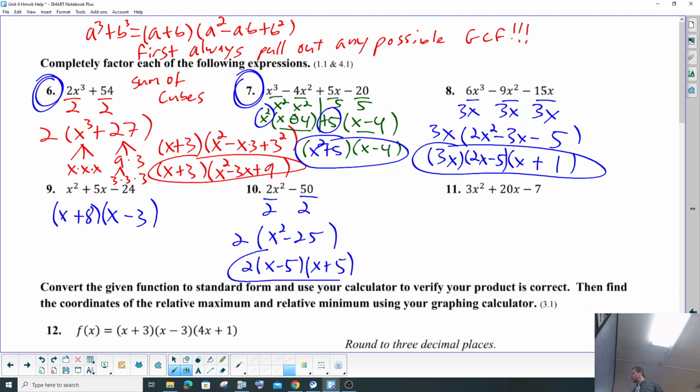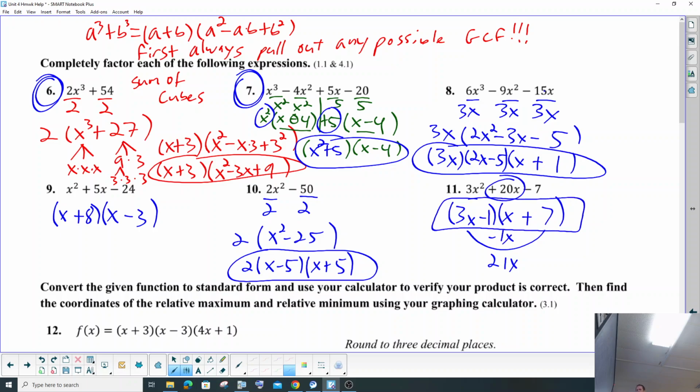Make sure to pause me and try it on your own first, then learn. Number 11. So we're thinking of 3x and x. Factors of 7 are 7 and 1. So 7 times 3 is 21, and if we make that positive and then minus 1x, that'll give us 20x. So know how to factor for the test.